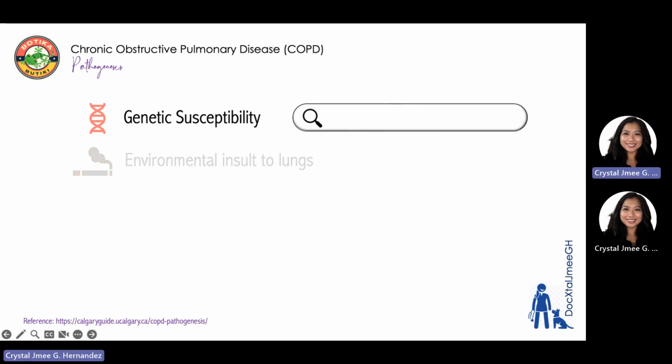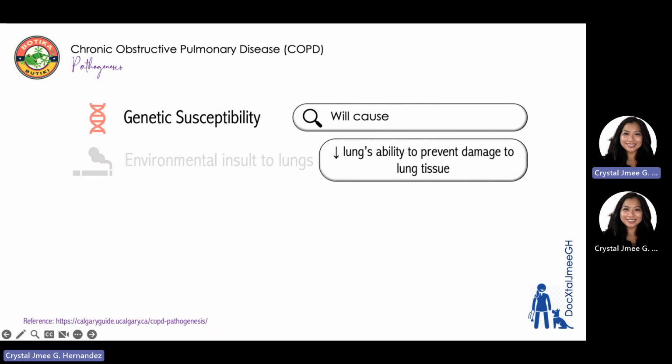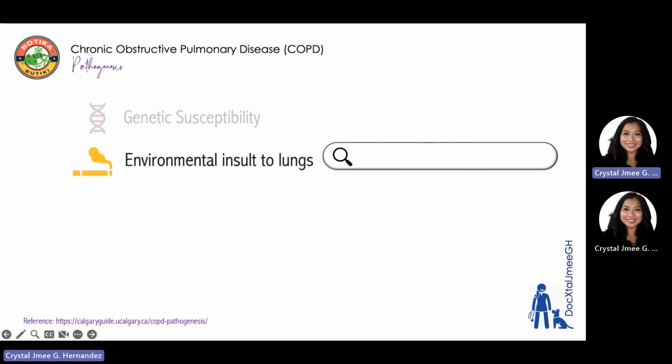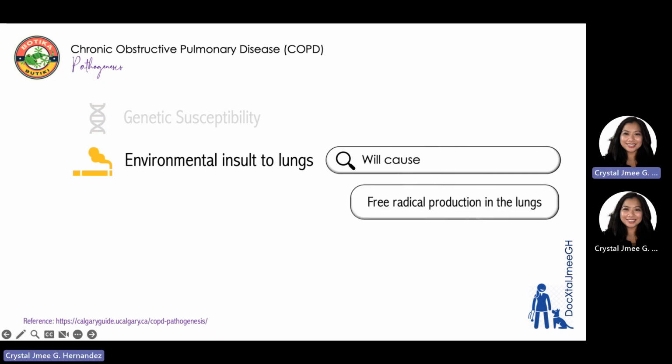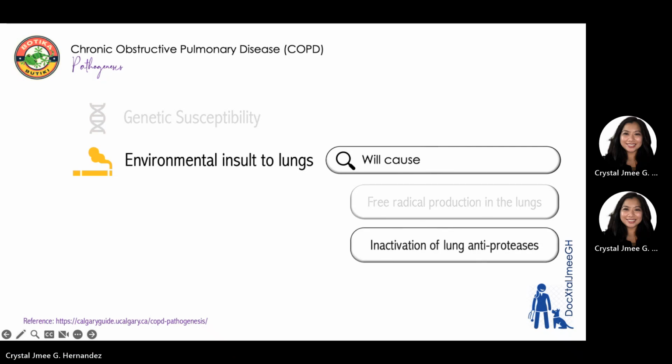Now, genetic susceptibility will cause a decrease in the lung's ability to prevent damage to the lung tissue. Further, if there are environmental insults to the lungs, it will cause free radical production in the lungs and also inactivation of lung proteases. We have mentioned before that chronic inflammatory changes lead to destructive changes in chronic airflow limitation. And these two effects are commonly caused by exposure to tobacco smoke.